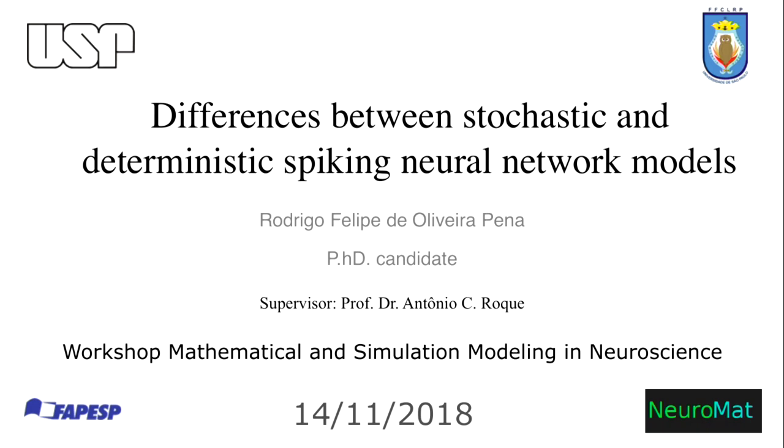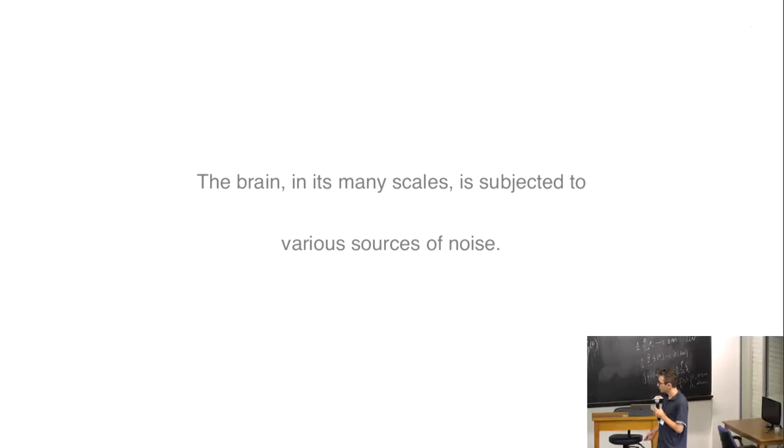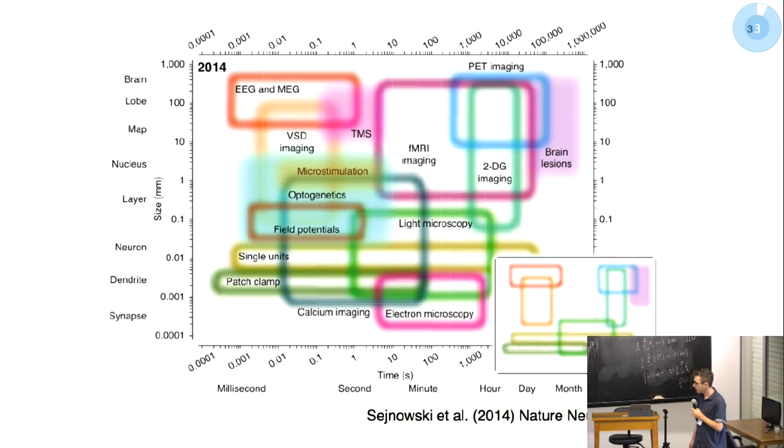My topic here goes along the lines of differences between stochastic and deterministic spiking neural network models. And I would like to start with this idea that we are going to discuss throughout the presentation, that is, the brain in its many scales is certainly subjected to various sources of noise. When we talk about scales, you can imagine not only spatial scales, but also temporal scales.